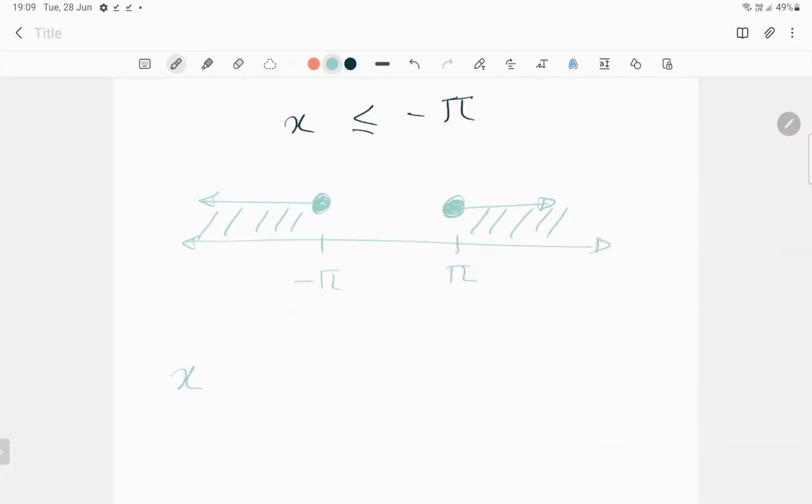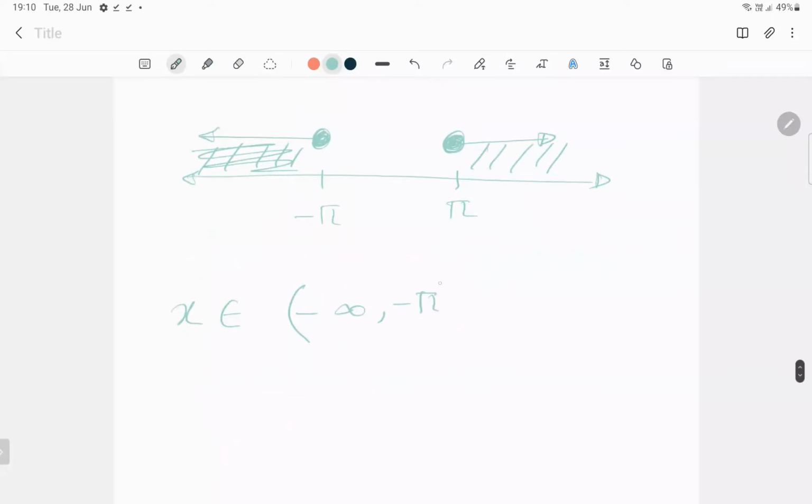Now how do we write it? First write this interval. X belongs to minus infinity to minus pi. Minus infinity, what type of bracket? In minus infinity and plus infinity, always open bracket. Now here there is an equality sign at pi, so this will be a closed bracket. Union, just write union for now. We will study what it means. Pi to infinity. Again, pi we are including, so closed bracket.